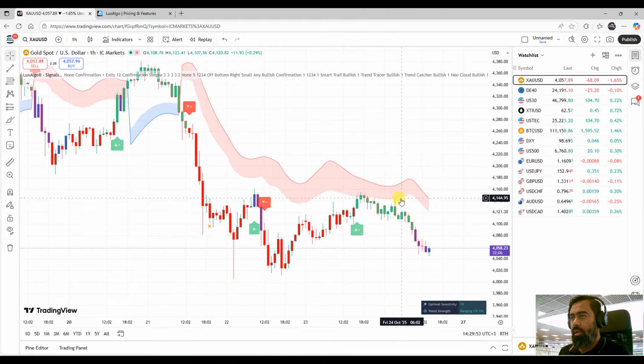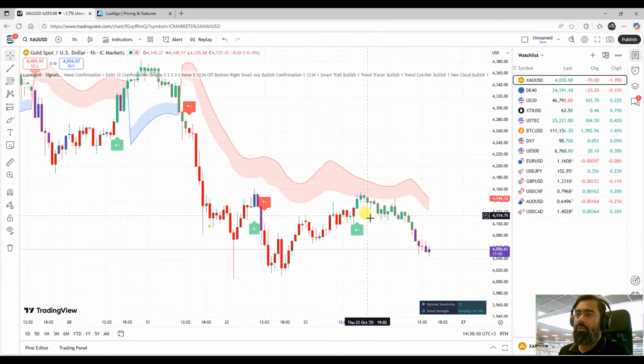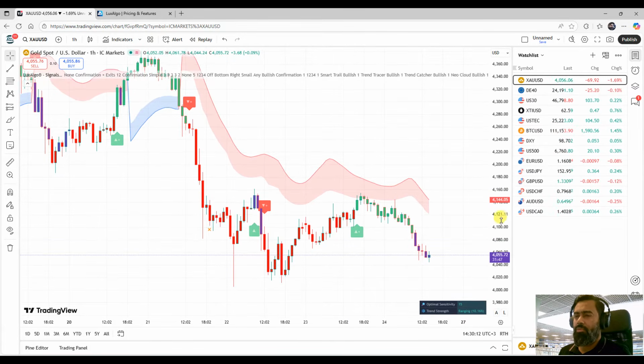You got this signal at 4143, and the market went up to 4153, a little more than 4153. But this doesn't happen most of the time. Most of the time, whenever you get a signal on H1, the market approximately goes 2,000 to 3,000 or sometimes even 4,000 points in your favor. And that's a very good catch.